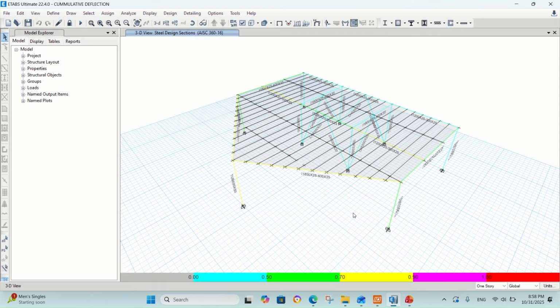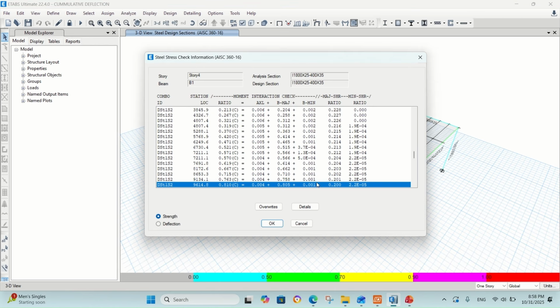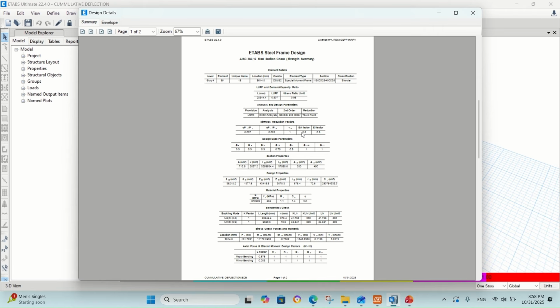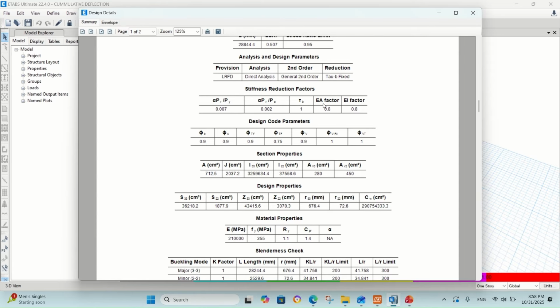Let us design, and we will see for this member, for example, we have reduction on the axial and the flexural stiffness of the member. This is during analysis.